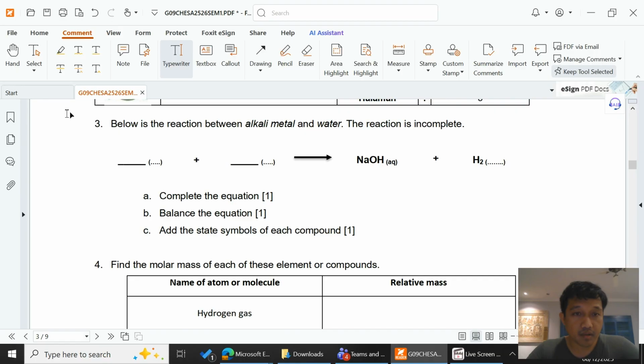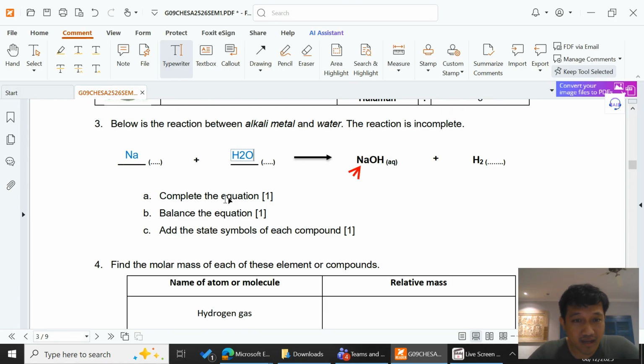Now let's check below, the reaction of an alkali metal. Let's see what kind of alkali metal we have here. It's natrium, sodium. So we put in the alkali metal Na, and it reacts with water, H2O. The result is sodium hydroxide and also H2 gas.